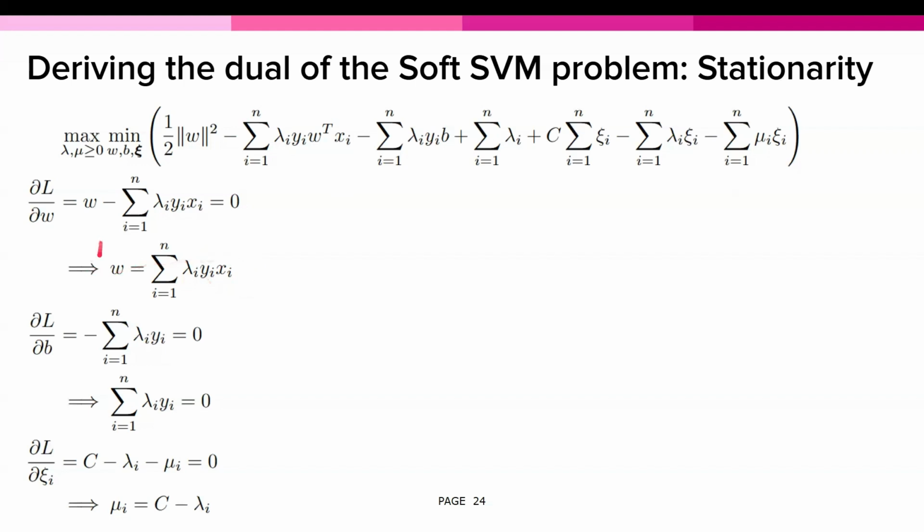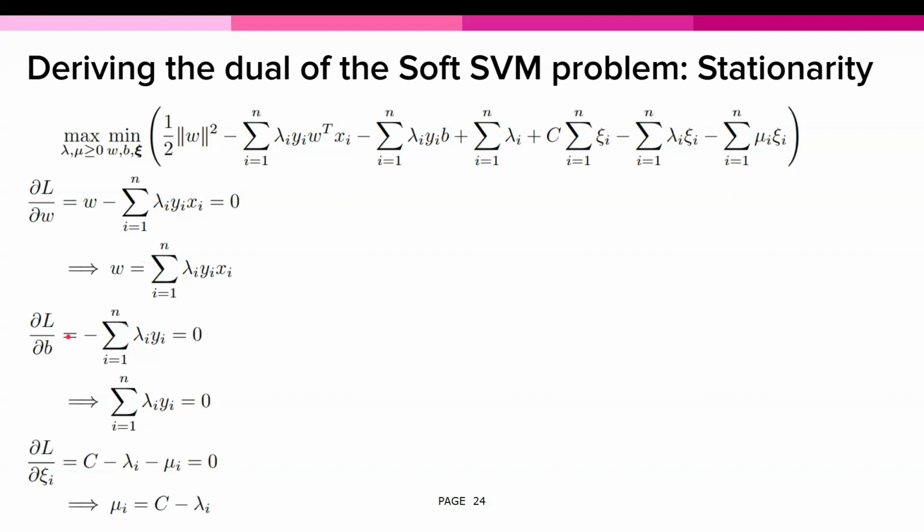So yeah, this relationship tells us that in order to solve the problem, we have to express the weight vector as a weighted sum of the data points, where each point's weight is determined by its corresponding lambda sub I value. So this constraint is also what we saw in the hard margin SVM, which told us that the parameter vector is expressed as a linear combination of the training data points.